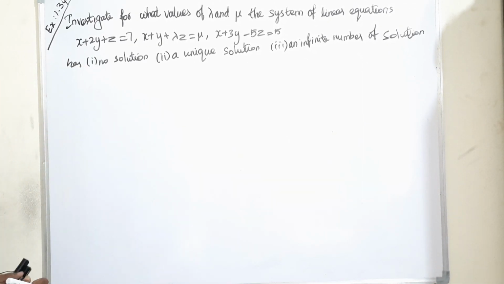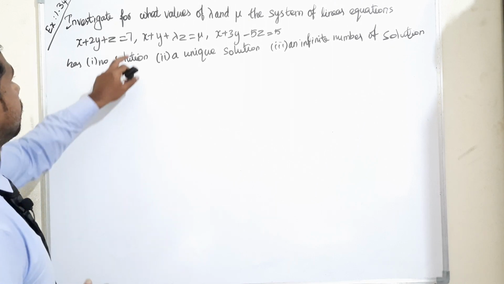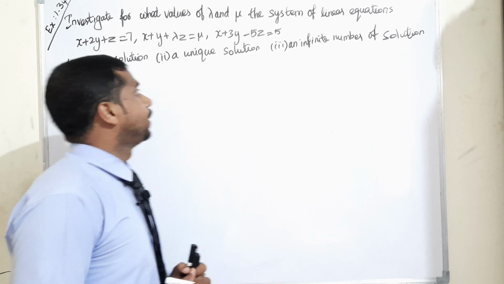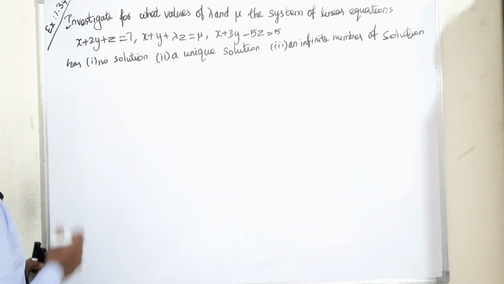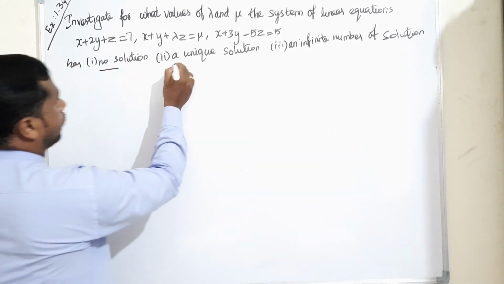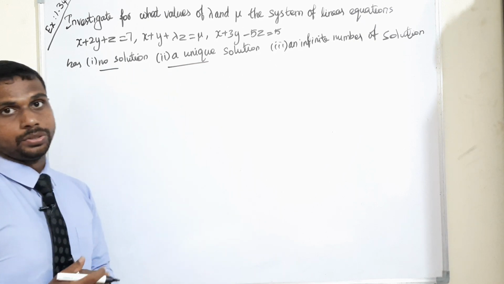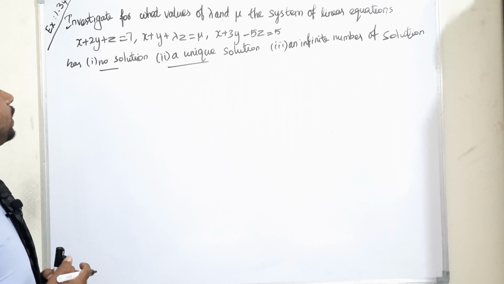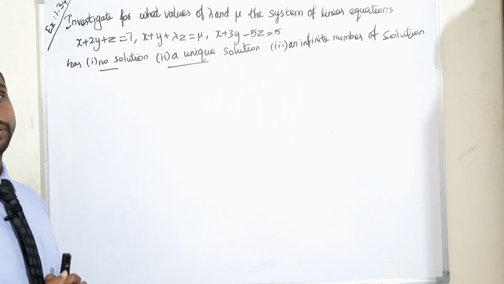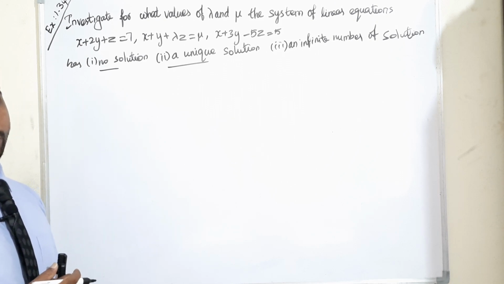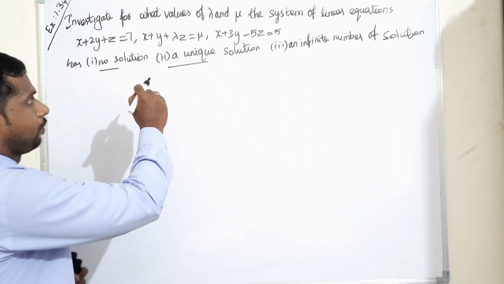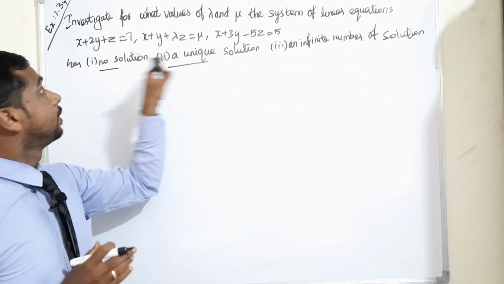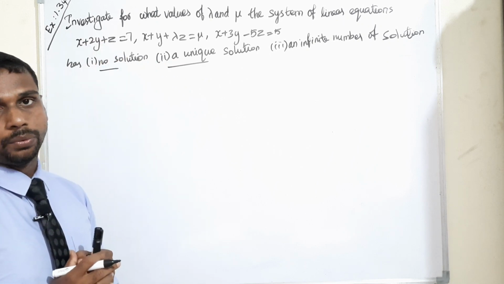Example 1.34: investigate for what values of lambda and mu the system of three linear equations is consistent. One by one we have to find it. This is one of the important 5-mark questions. Listen very carefully, the same concept we have already seen in 1.33, 1.32, 1.31. So here, all the mixed possible cases are in example 1.34.